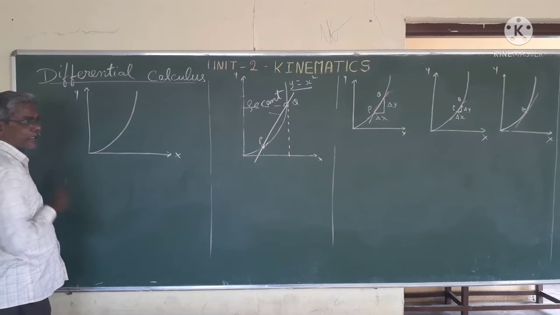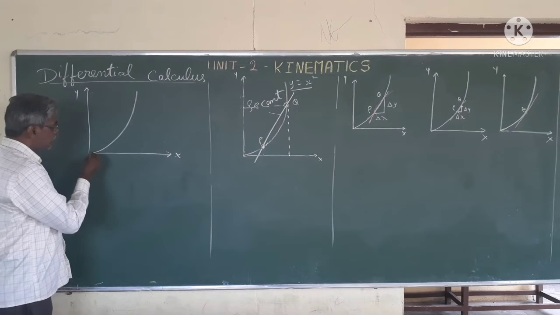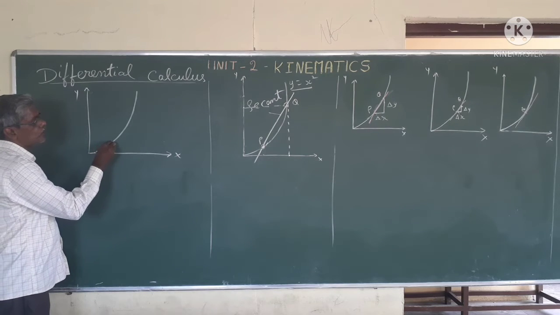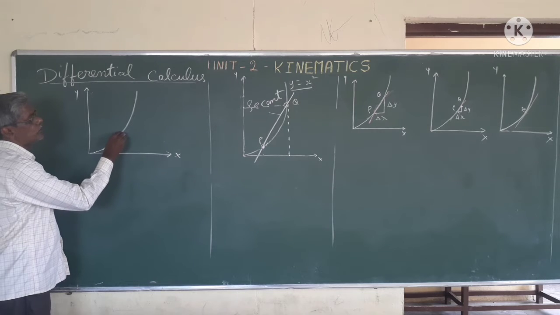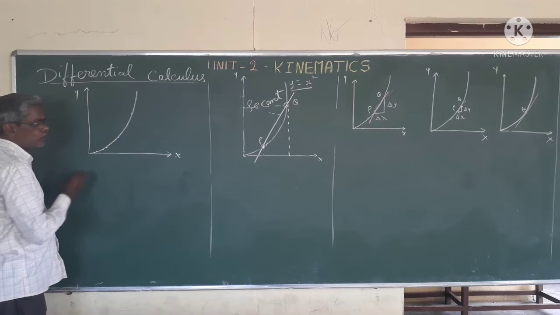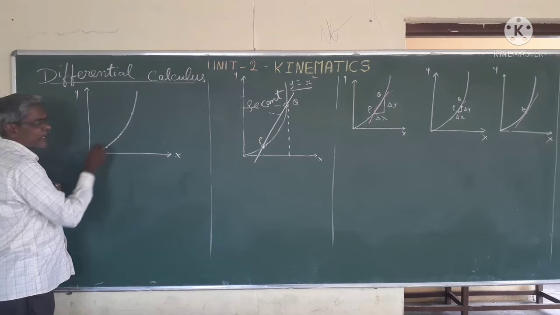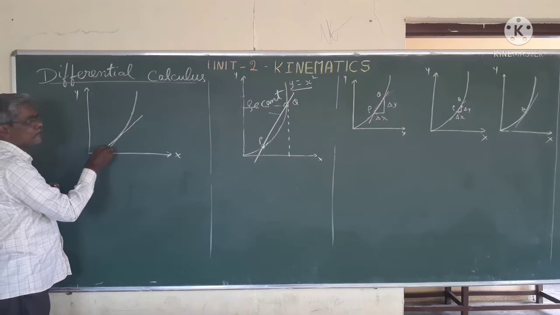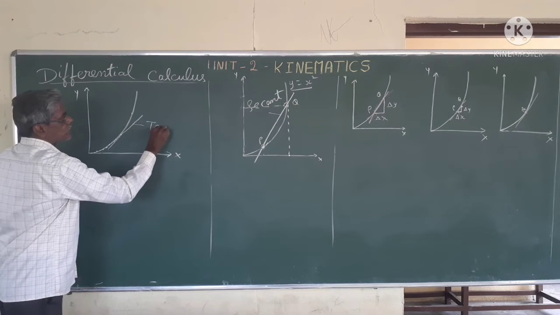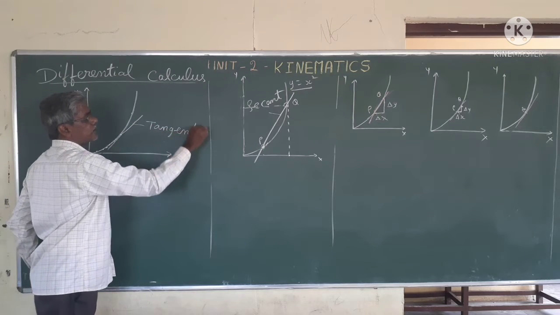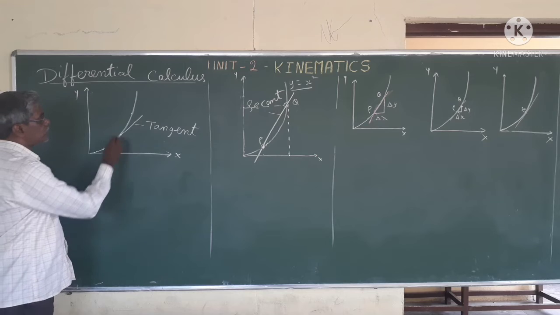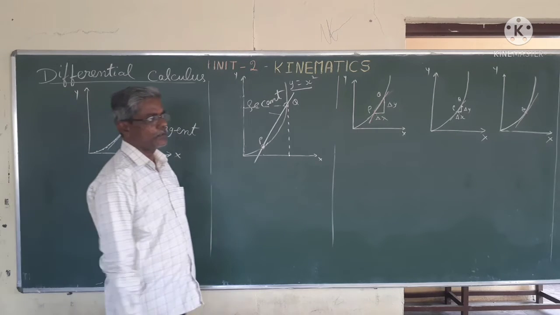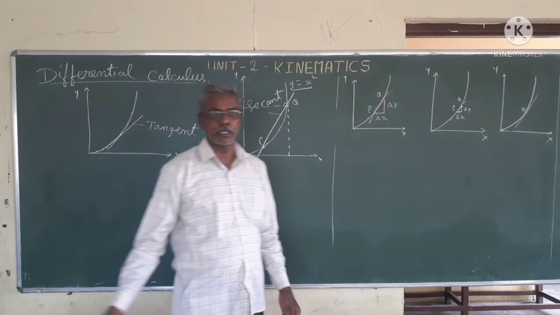I must draw a line. How to draw a line? Let us consider a very small line on this curve. Now you take that line and extend it. This line is nothing but what? A tangent line. So from this we can find out the slope of a given curve.